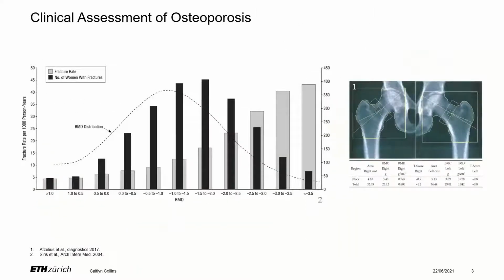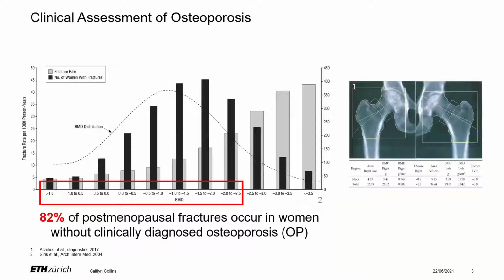How do we assess this clinically? When patients come in, we typically take measurements called areal bone mineral density. You can see this on the right. This is essentially a way of inferring or measuring the amount of bone in a given area. And while this correlates well with fracture risk, so you can see the fracture rate in gray increases as the bone mineral density decreases, there's a large portion of our population, particularly postmenopausal women, that suffer a fracture without any clinical indication.